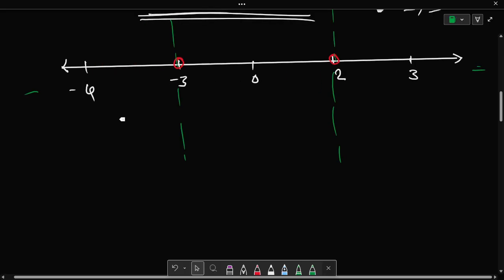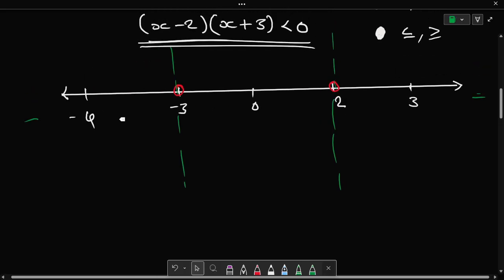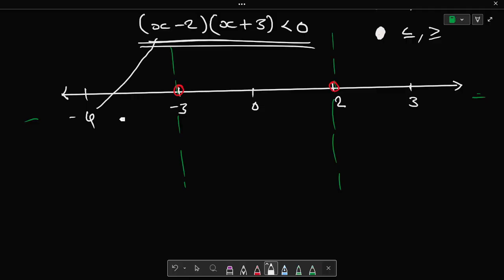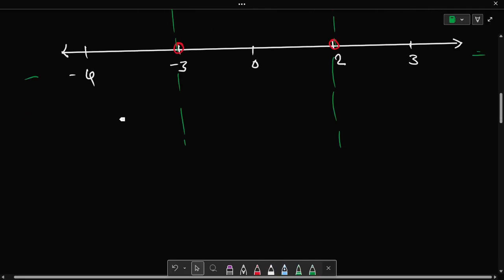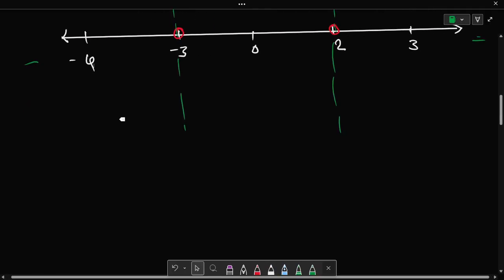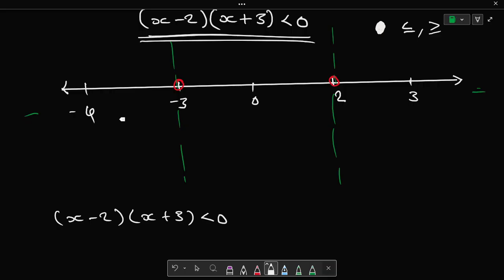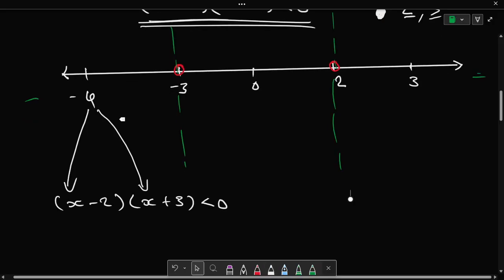Okay, so you need to test if the statement that you are going to get, if let's say you replace the number here, will be true. So let's see what I mean by this. We start with the leftmost part. We are saying that (x - 2)(x + 3) is less than 0. So let's replace -4 in here and see if the statement that we're going to have afterwards will be true.